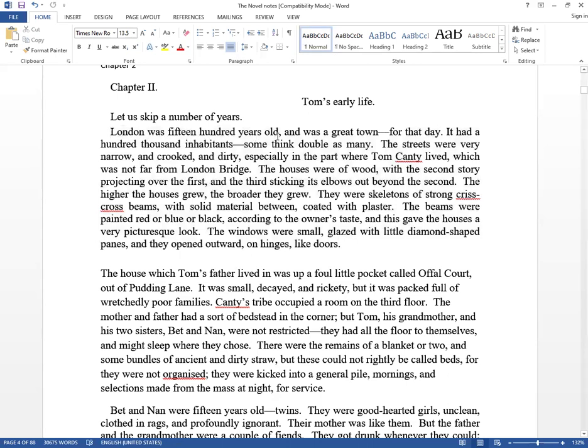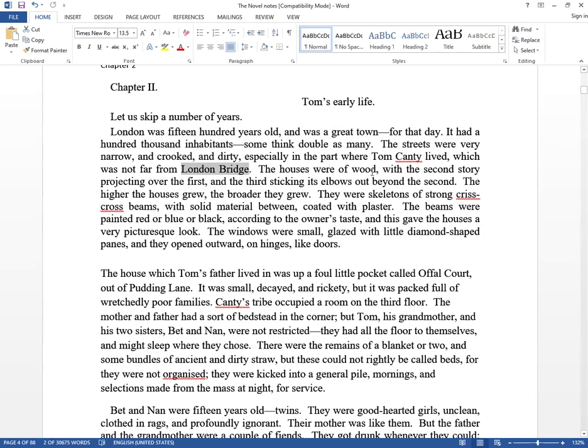London was 1500 years old, a great town. It had 100,000 inhabitants. Inhabitant means people. Something double the number, or 200,000 inhabitants. The streets were very narrow, not wide, very small and crooked, not even direct. And dirty, unclean streets, especially in the part where Tom Canty lived, which was not far from London Bridge. Now, Tom's house, Offal Court, is situated close to this bridge, London Bridge.